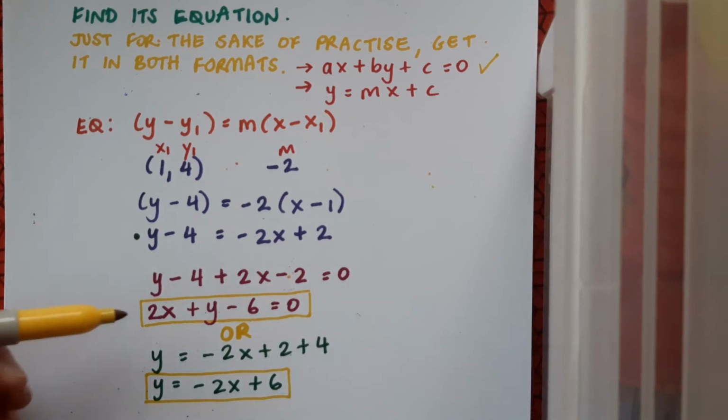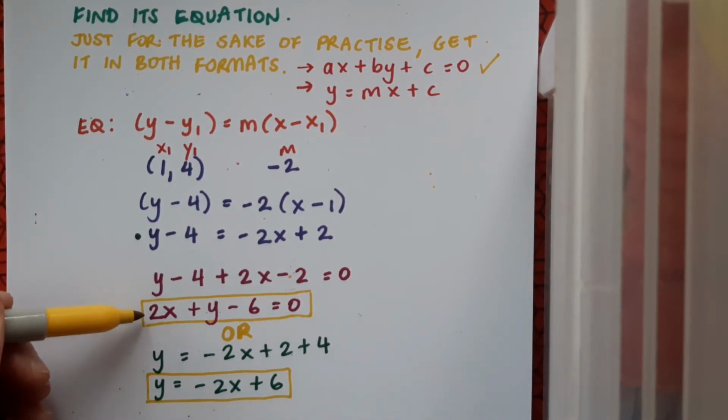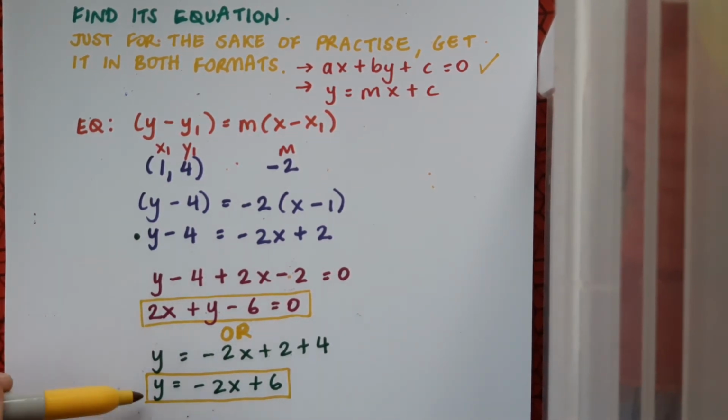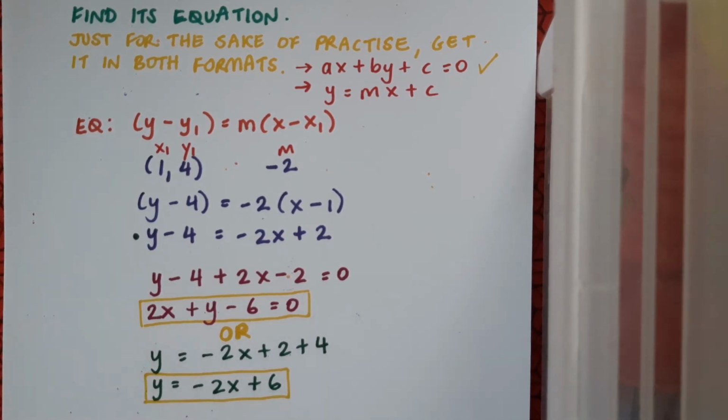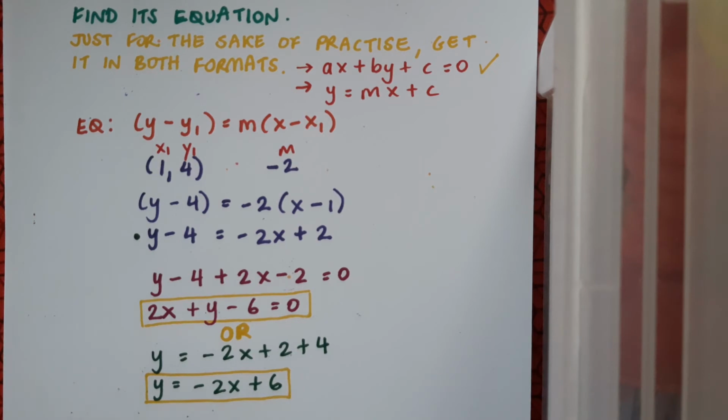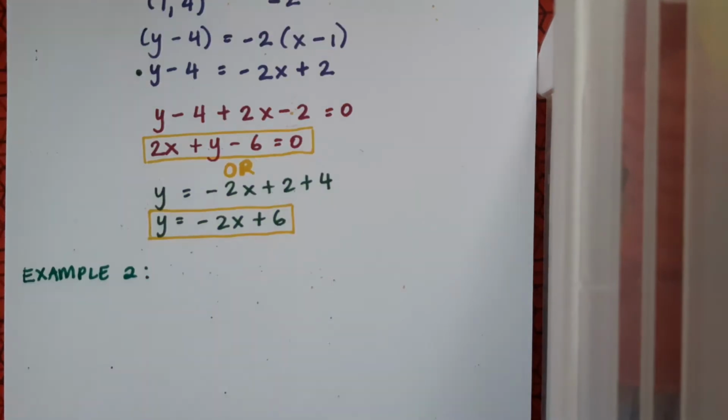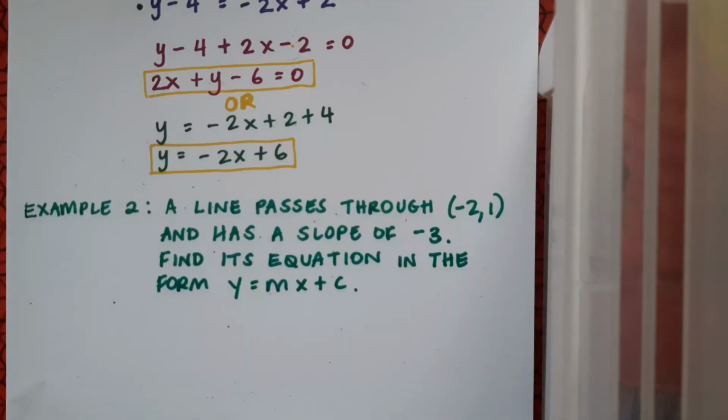So our answer can be written in this way as 2x plus y minus 6 equals 0, or in this way as y equals minus 2x plus 6. Again, just watch out and see, does the question have any particular preference for how you do it? And if it does, they'll tell you very clearly. Okay, let's look at a second example.